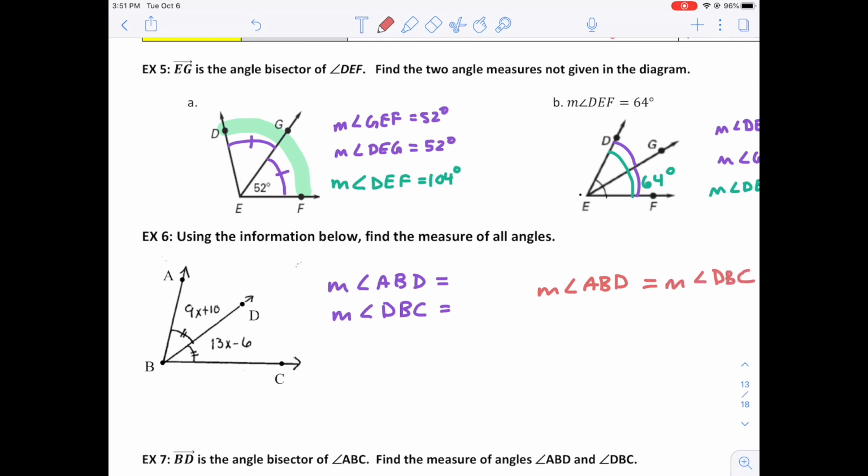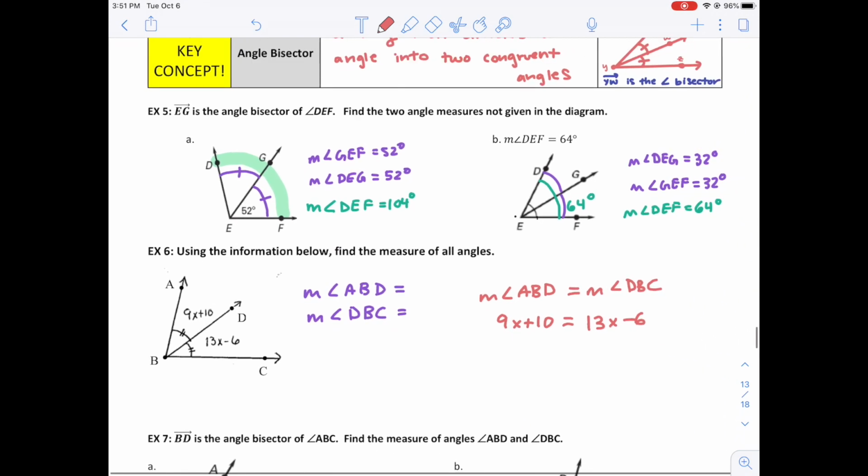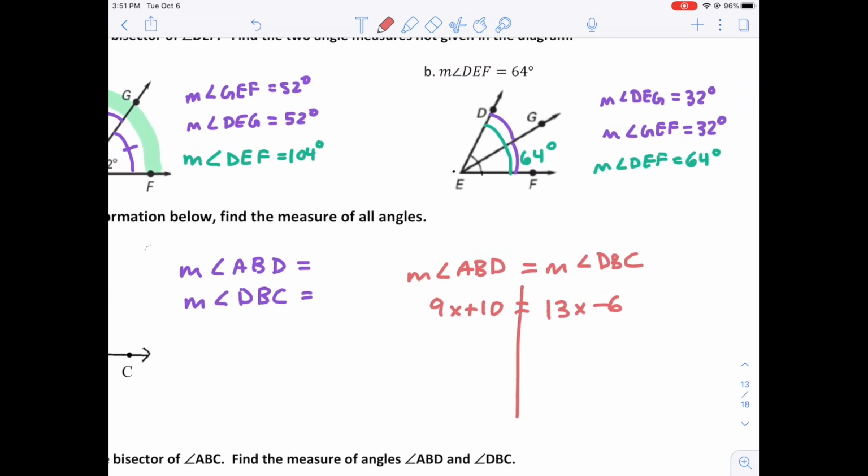I know that because I'm dealing with an angle bisector, which is the ray BD. And I can set 9x plus 10 equal to 13x minus 6. Again, when we are dealing with congruent angles, you are always looking for what you can set equal to each other. So we know that those two angles are congruent, so they have the same measure. So that means if there's variables, you can set those equal to each other as well. Now I'll be able to solve this equation.